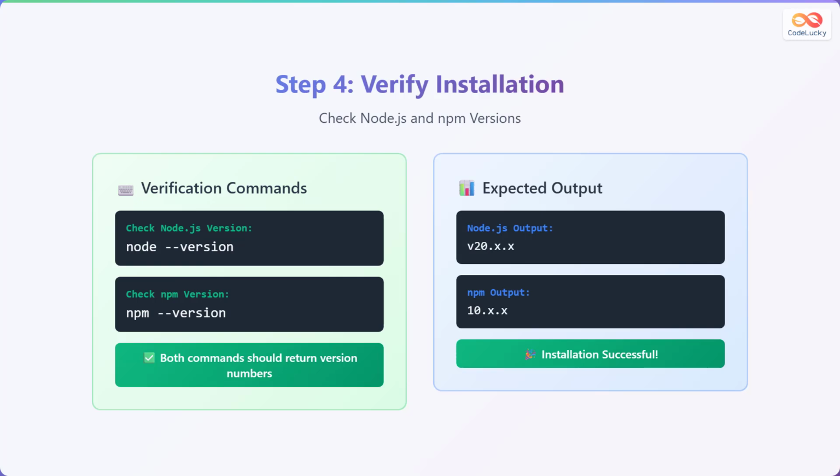Now that you have the command prompt open, let's verify the installation. To check the Node.js version, type node --version and press Enter. To check the npm version, type npm --version and press Enter. Both commands should return version numbers. The Node.js output should look something like v20.x.x and the npm output should be 10.x.x. If you see these version numbers, congratulations. The installation was successful.